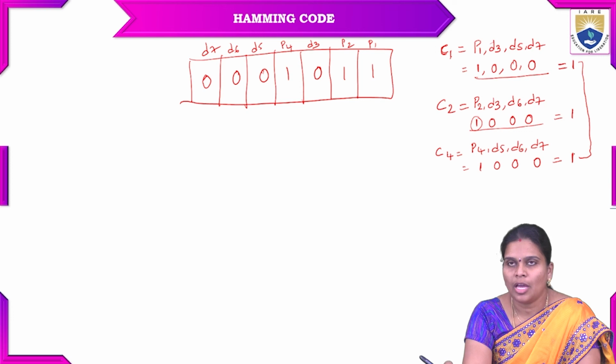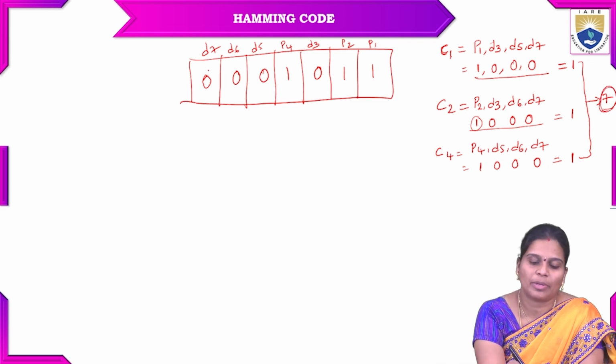So the total value is 111. This is equal to the decimal value 7. So the error occurred in the 7th bit position.